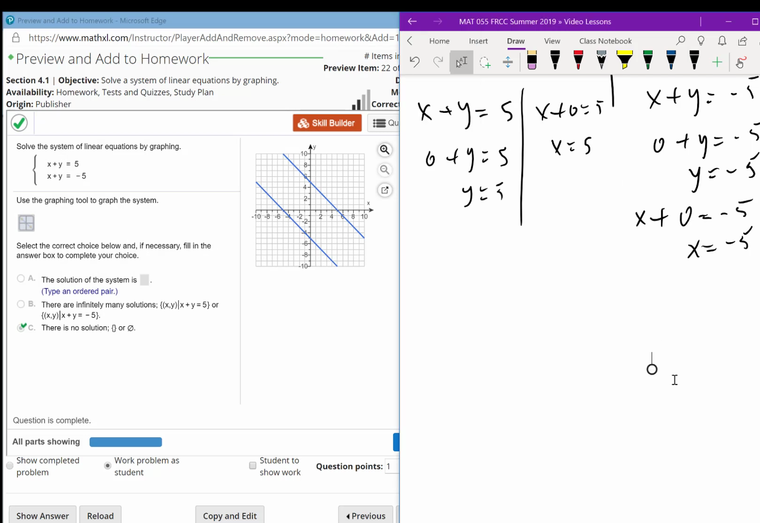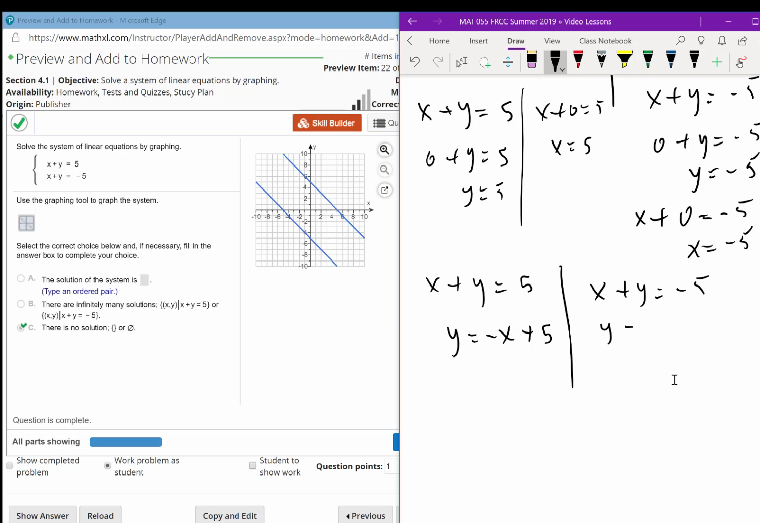So let's come back over here and let's just note that parallel lines will have the same slope, different y-intercepts. So x plus y equals 5, so y equals negative x plus 5. That's my first line. And taking my second line and putting it into slope-intercept form, I get x plus y equals negative 5, so y equals negative x minus 5. So here, in front of this x, we have a slope of negative 1.